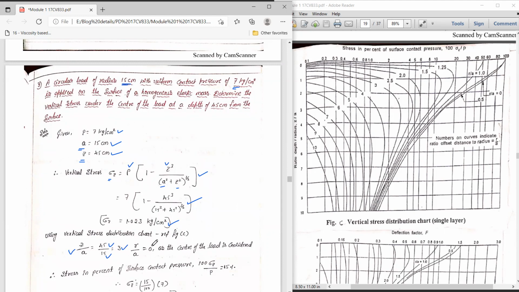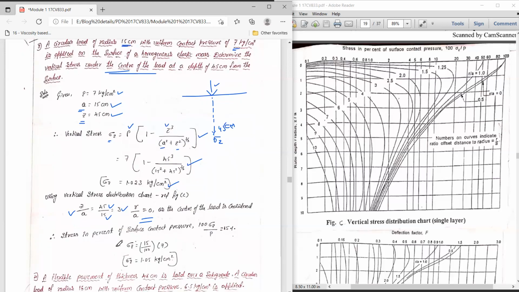And calculate R by A. Since here we are calculating exactly under the center of the load, there is no radial distance. That means if you apply a load at this point, exactly here, at a depth of 45 centimeter, we are calculating the sigma Z value. Since it is exactly at the center of the point of loading, there is no radial distance. Therefore, I considered R by A equal to 0.